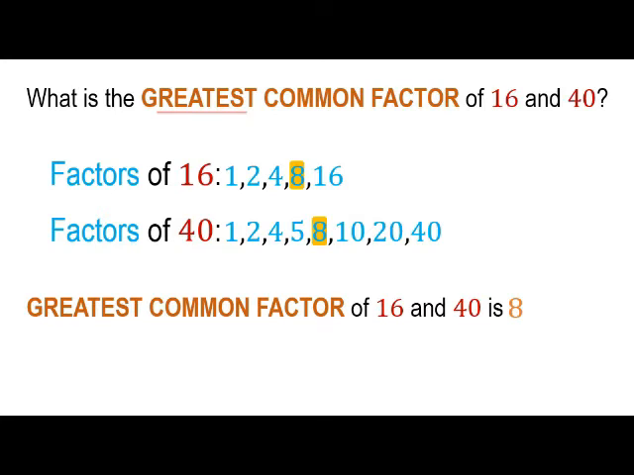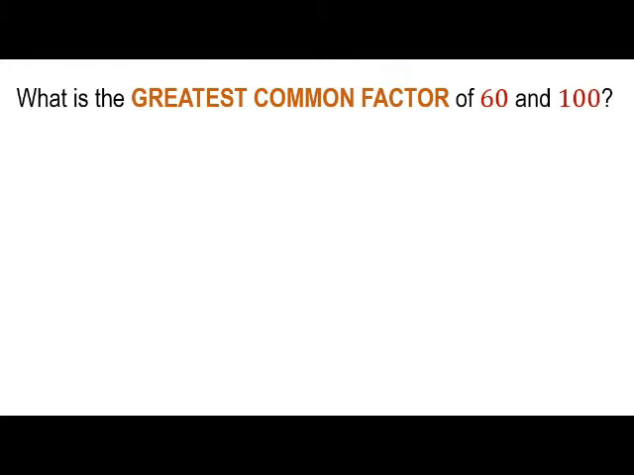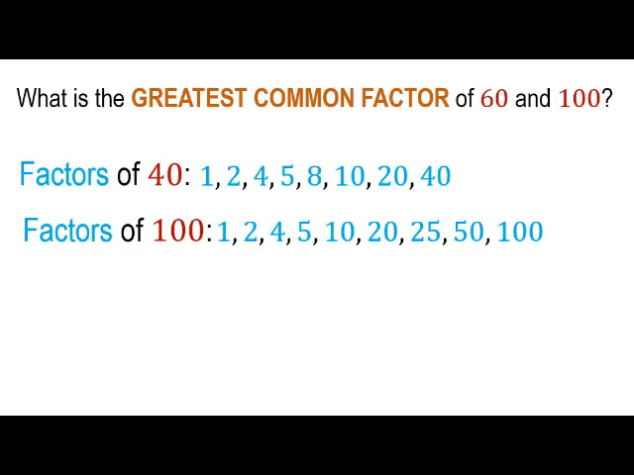But what if I give you this question? What is the greatest common factor of 60 and 100? You can easily do this by listing all the factors like this. But as the numbers are getting larger, you will see that there are so many factors and it is difficult for us to write all the factors like here we have. Okay, so how can we do it very smartly?